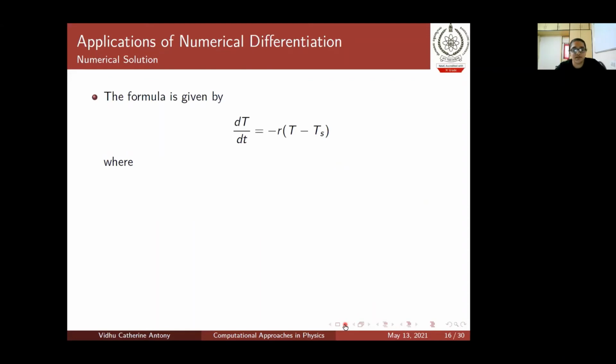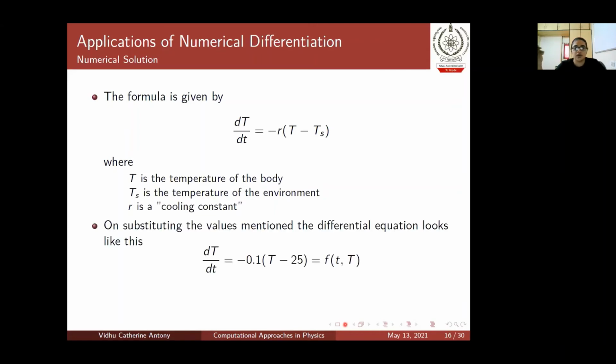The formula is given to be dT/dt equal to minus r, capital T minus capital T s, and we know all of this. Now, what do you do? What was given to you? The temperature of the surrounding was 25. The cooling constant was 0.1 per minute. When you look at the LHS and RHS, the units match, so you get the idea that the cooling constant has to be per minute. You have a function of time, temperature: capital T is temperature, little t is time.